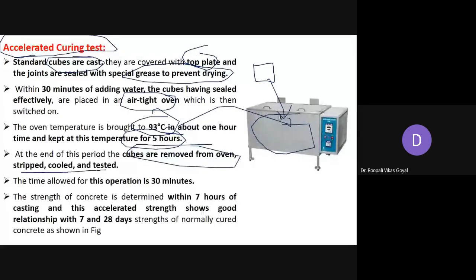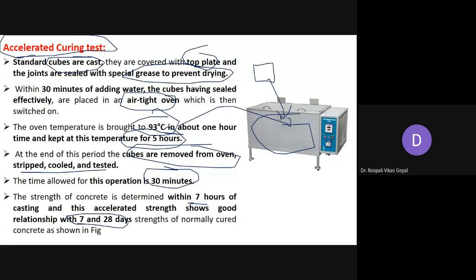This operation also requires around 30 minutes. So you can say 30 minutes earlier, 30 minutes here, 1 hour to bring the oven to 93 degree, and 5 hours in the oven. So total 7 hours. The strength of the concrete is determined within 7 hours of casting, and this accelerated strength shows a good relationship with the 7 days and 28 days strength of normally cured concrete.